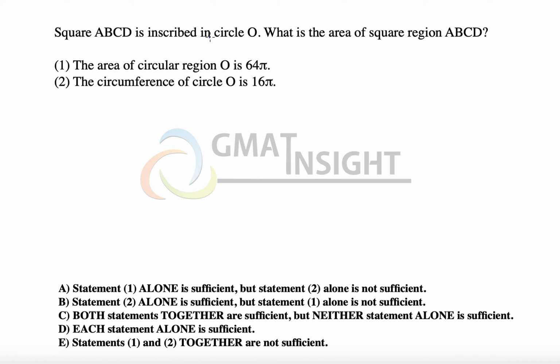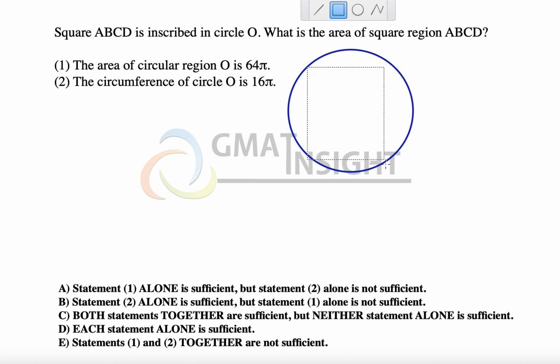Square ABCD is inscribed in the circle O. So let's quickly draw the figure first. Square ABCD is inscribed in circle O. So let's quickly draw a circle here first. Here we have a circle, and there is a square that's inscribed in the circle. So the square looks like this.